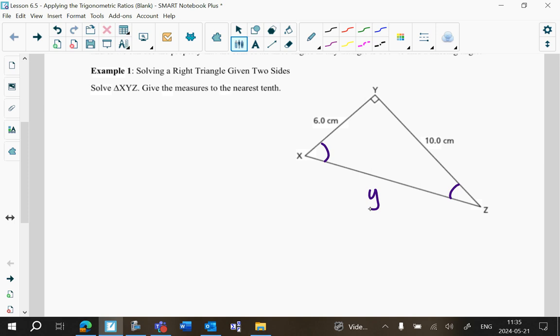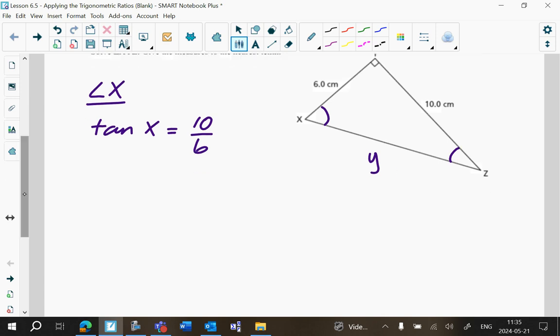Angle x. And what are you going to use to find angle x? Okay, so you're going to use trig. So for angle x, because we know two of the sides, this is the opposite side to x. This is the hypotenuse, which means this must be the adjacent. So according to SOHCAHTOA, opposite over adjacent means yes, tan. So the tan of x is equal to 10 over 6. So how would you find x?